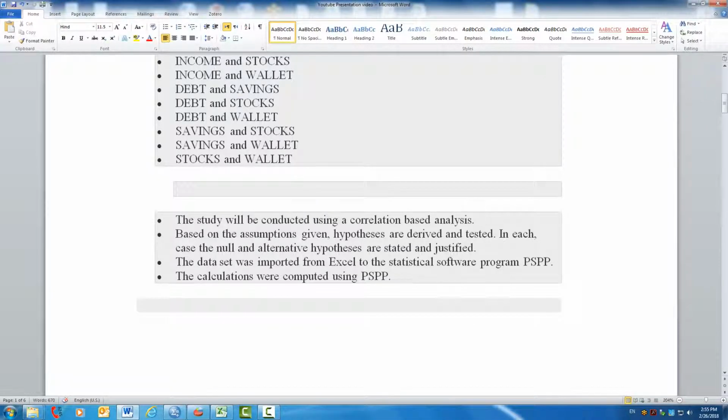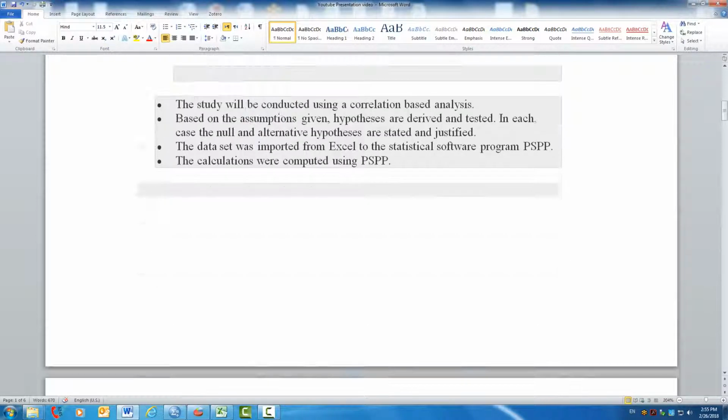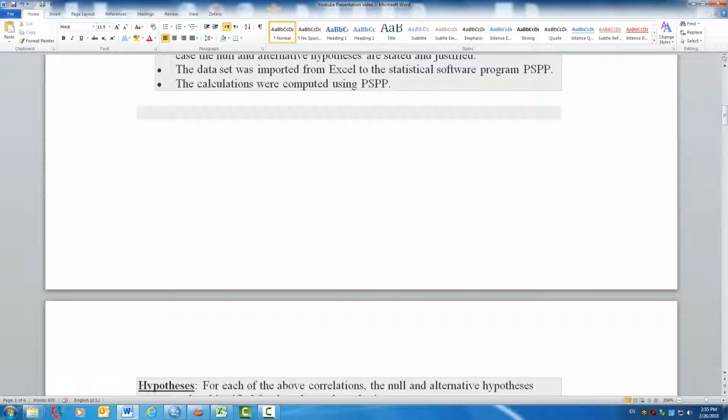All in all, the study will be conducted using a correlation-based analysis. Based on the assumptions given, hypotheses are derived and tested. In each case, the null and alternative hypotheses are stated and justified. The data set was imported from Excel to the statistical software program PSPP, and the calculations were computed using PSPP. I'm restating this just to be in line with the assumptions you gave us, and giving details.